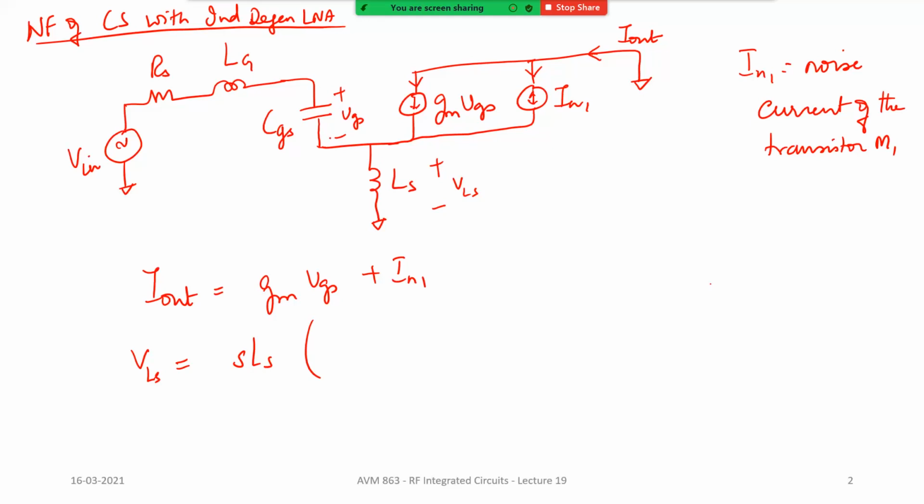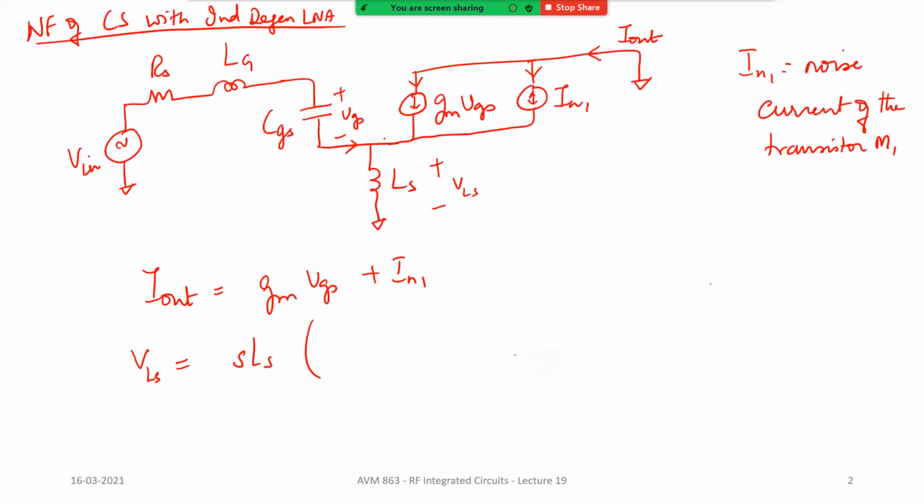It has two branches: the current which is coming in like this and the current which is coming in like this. What is this current? This current is nothing but the input current. Since we know the voltage across this capacitor and the value of this capacitor, we can write this current to be s times CGS into VGS. And what is the current which is coming in here? The sum of these two currents, which is nothing but I out.